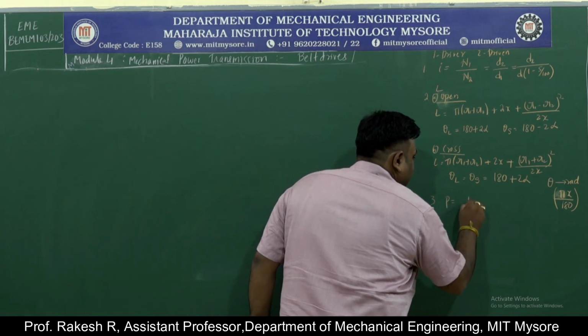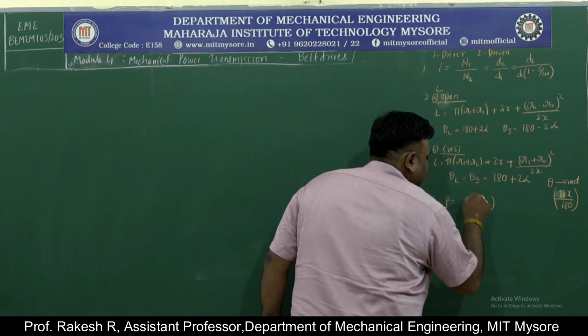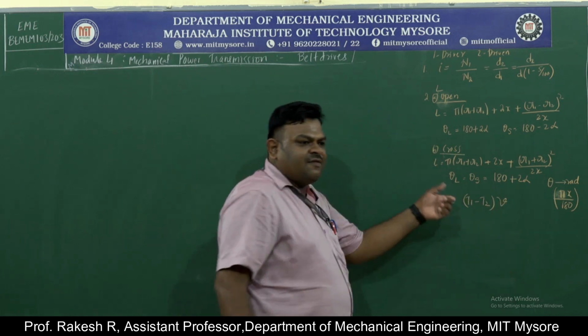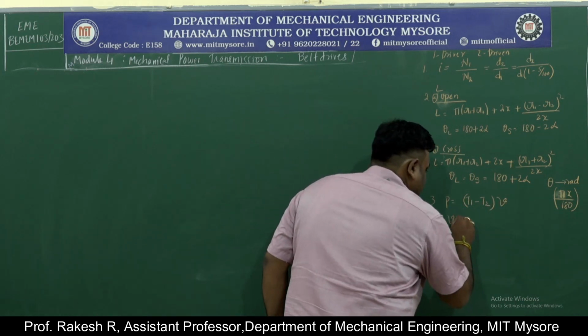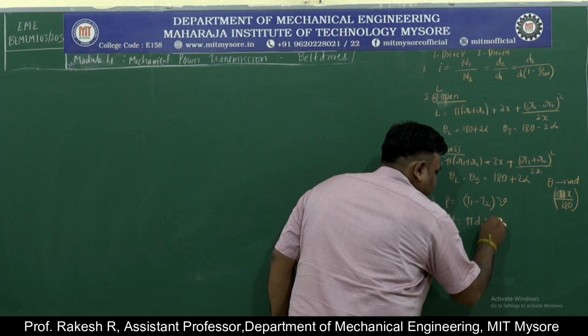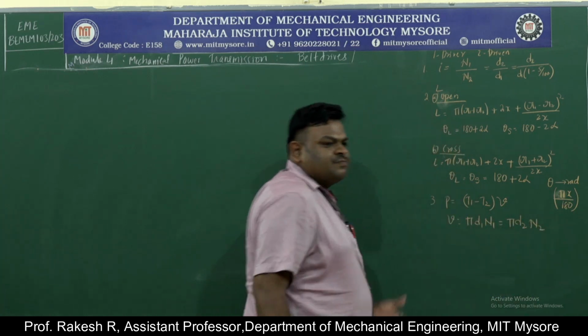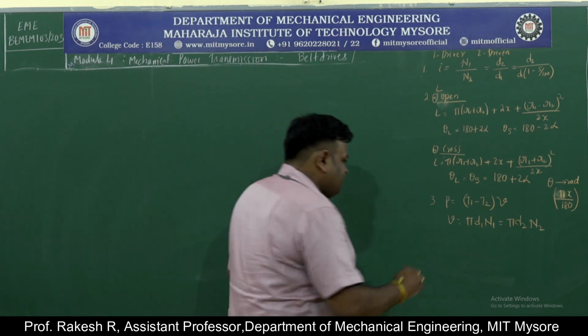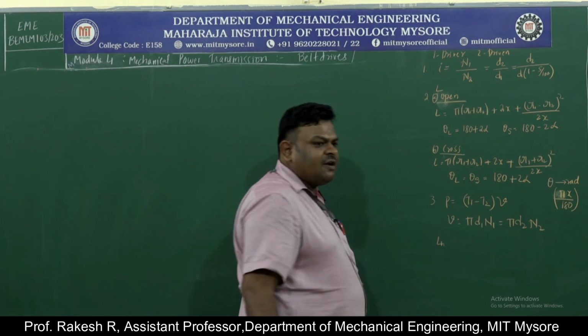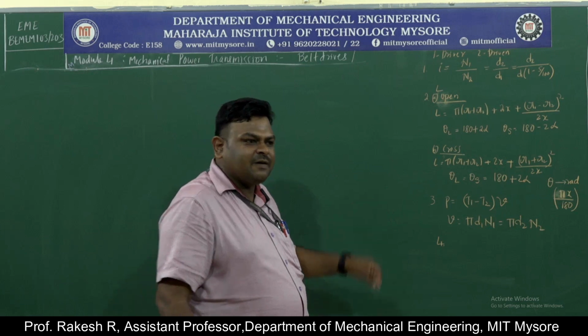Then another one is power. Power is nothing but (T1 minus T2) into velocity. Again, velocity is equal to pi d1 n1, which is also equal to pi d2 n2. Velocity. Another important thing is that you have to calculate T1 and T2 based on some conditions.